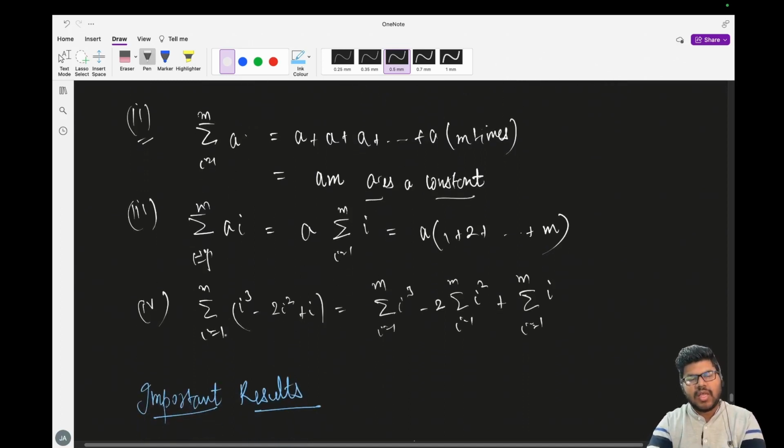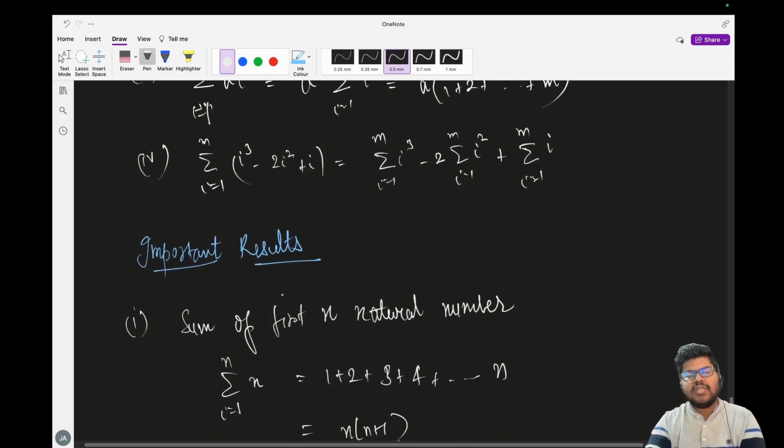Then summation from i equals 1 to n of i cube minus 2 i square plus i. Here we need to calculate the summation, so we simply split the terms into three sections and find the sum of each one separately, right?